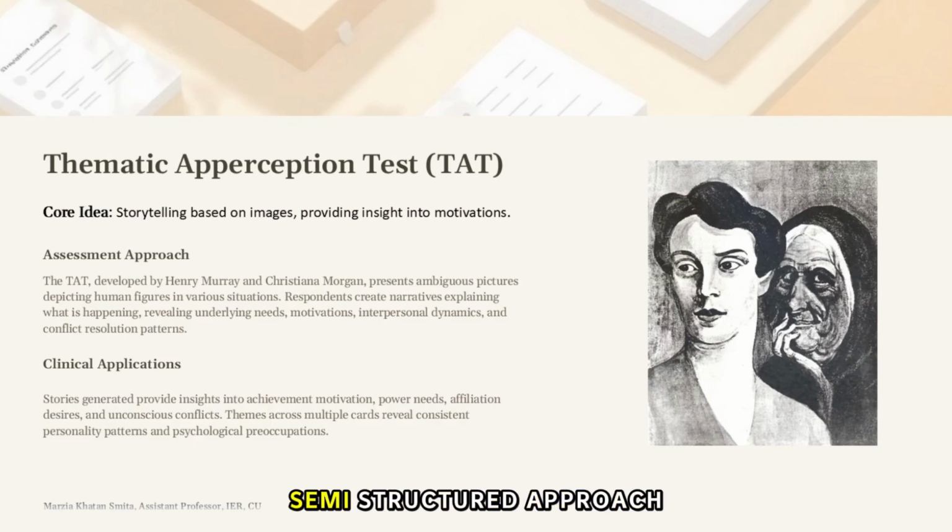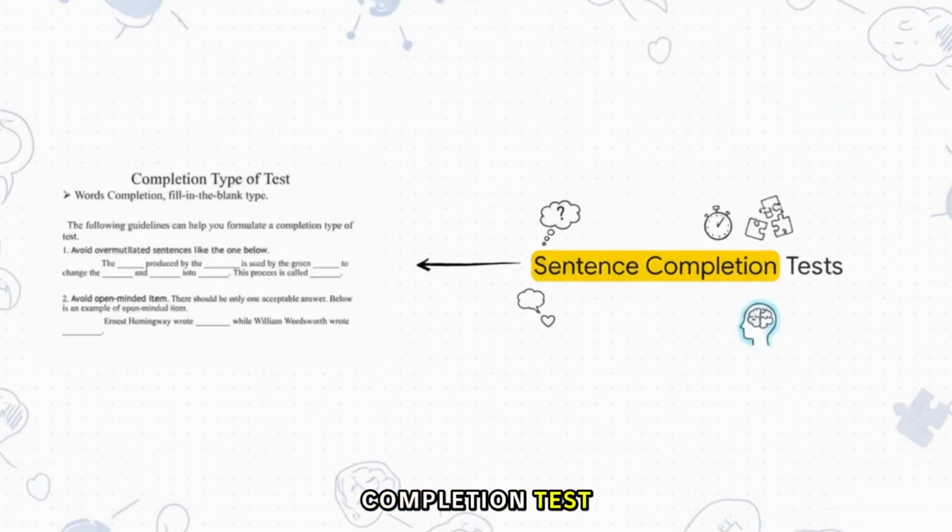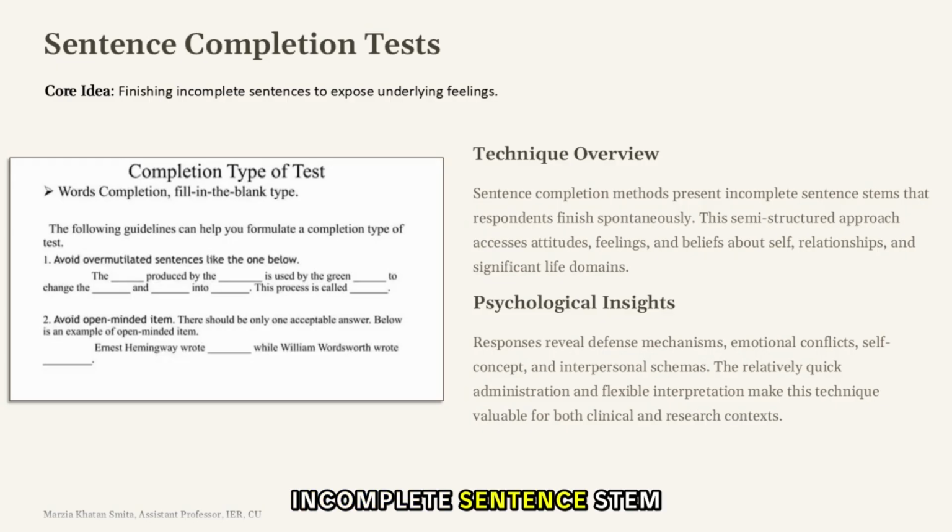Another brilliant semi-structured approach is the sentence completion test. You're given an incomplete sentence stem, something like, "I feel happiest when," or "my greatest fear is," and you're just asked to finish it spontaneously. Because it requires a quick gut reaction, these responses usually bypass your internal filters. They expose underlying feelings, emotional conflicts, and interpersonal schemas. It's a highly flexible technique, and it's incredibly valuable in both clinical and research settings.